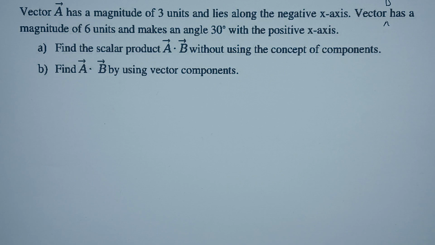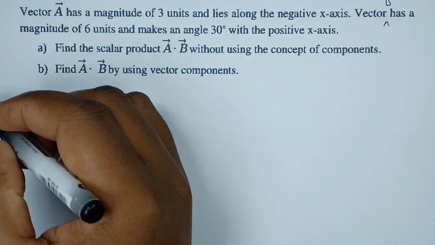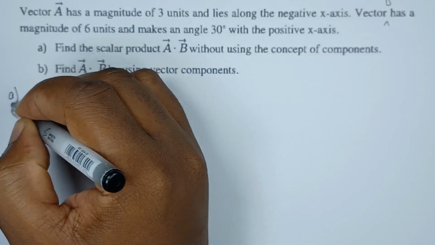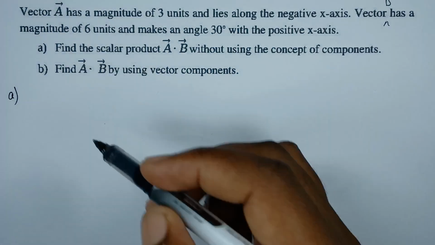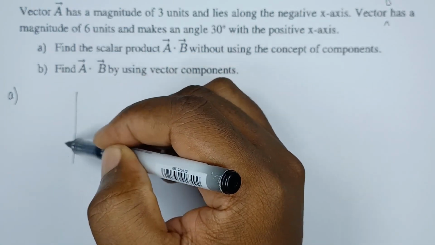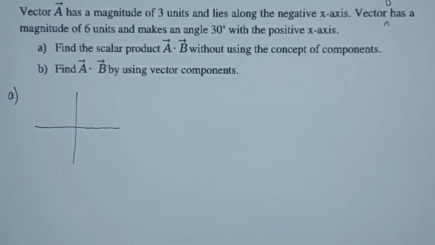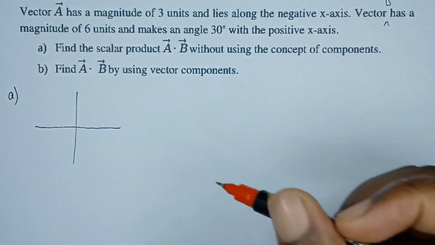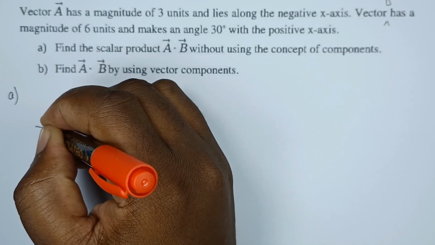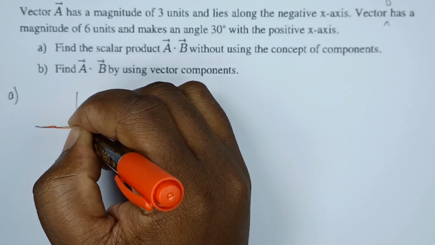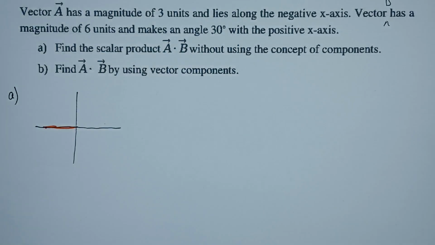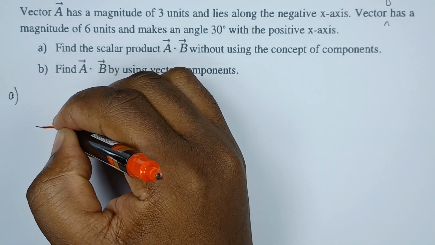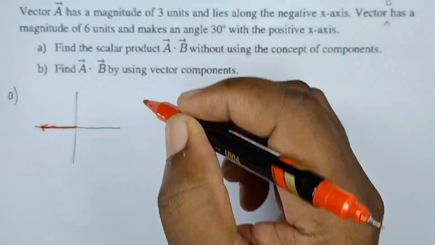So to start with, to understand this, we have to draw some form of a rough diagram. And on this diagram, we shall put the two vectors. According to how the question has been broken down, we can say that vector A, which is along the negative x, will be somewhere here. This is my vector A.